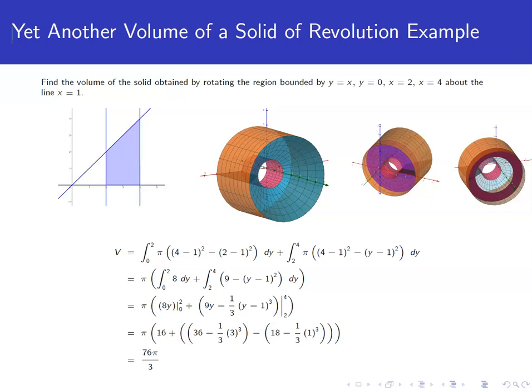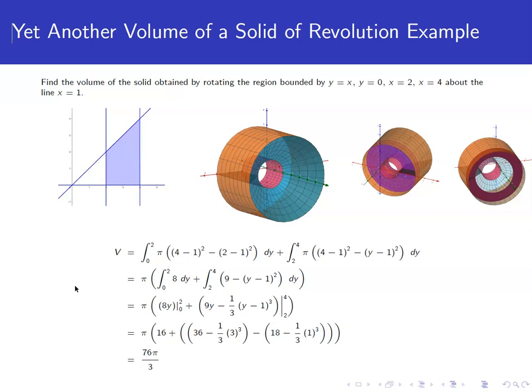So we've got y equals x, so it's this diagonal line. y equals 0 is our x-axis. Vertical line x equals 2, vertical line x equals 4. And instead of rotating around the y-axis, we're going to rotate around the line y equals 1. Excuse me, x equals 1.